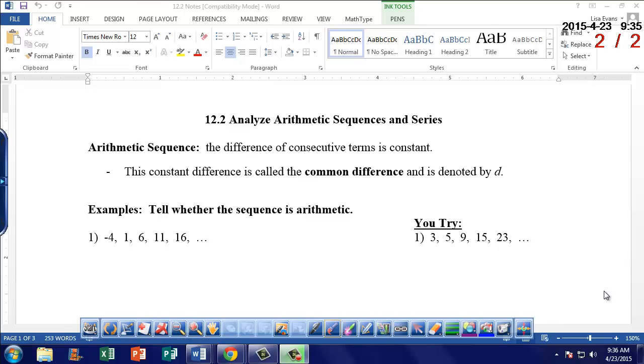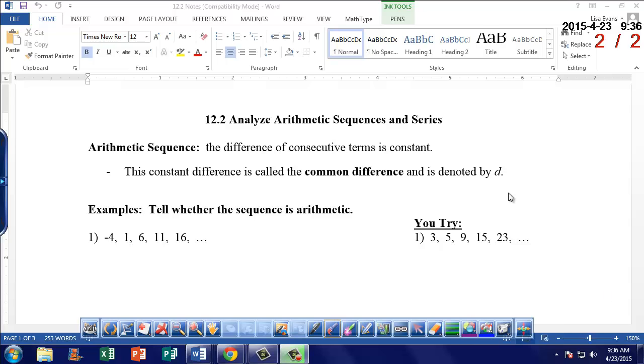Hello, today we're going to do lesson 12.2, analyzing arithmetic sequences and series. An arithmetic sequence is when the difference of the consecutive terms is constant. In a few seconds I'll show you what I'm talking about. This constant difference is called the common difference, and it's denoted by D.